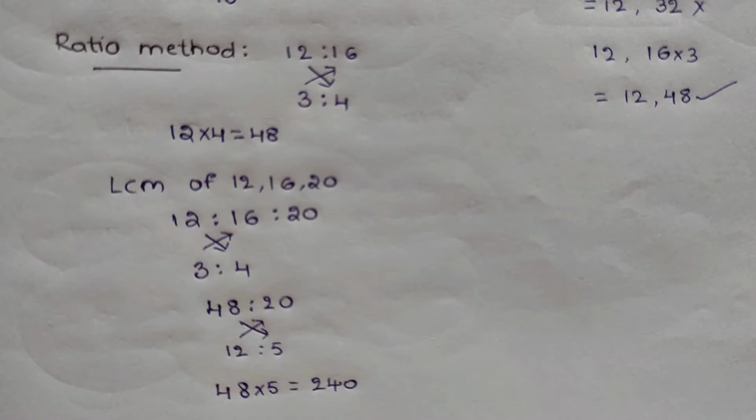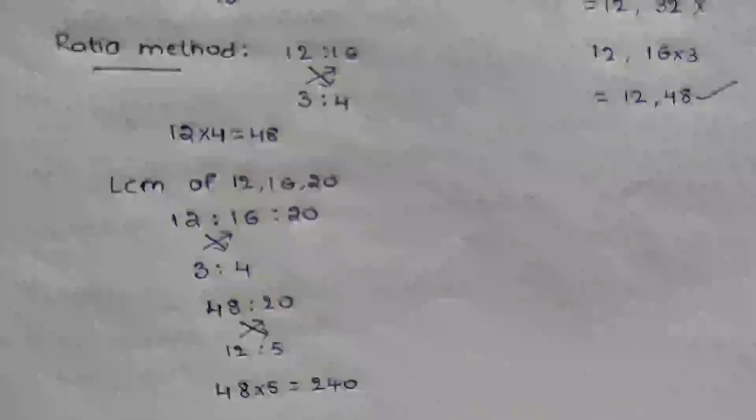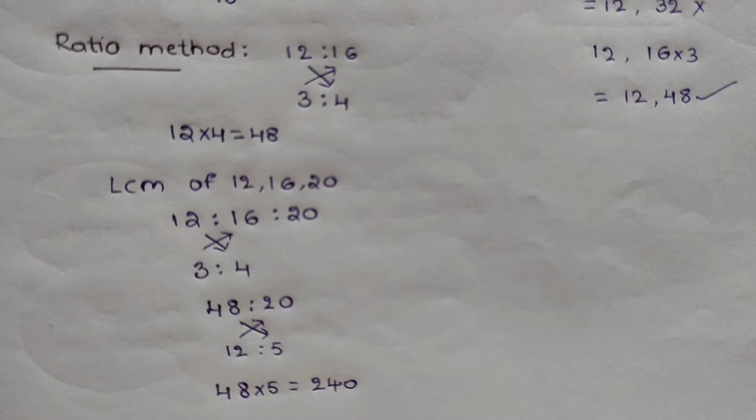If you want to find the LCM of 12, 16 and 20 using this same ratio method, first take any two numbers. Here I am taking 12 and 16. So 12 is to 16. If I cancel this with 4, I get 3 is to 4 as the ratio, right? Now to find the LCM of 12 and 16, I cross multiply 12 with 4, and I have got 48 as my LCM.